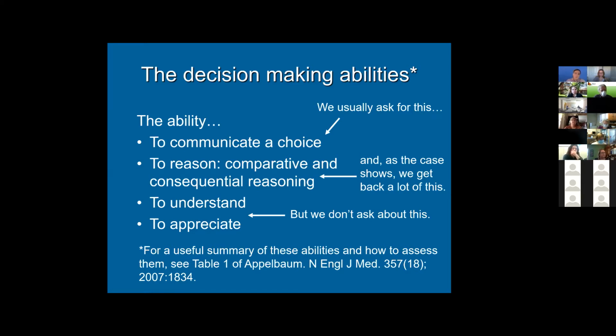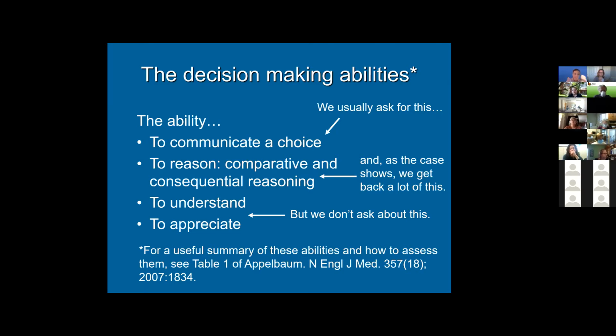And then we say, so what do you want? And they kind of say back, well, you know, I do or I don't. And then maybe we'll say, well, why? And that's when we get a lot of comparative and consequential reasoning. And we sort of stop there. And we sort of say, well, okay, I guess she doesn't want it, or I guess she does want it because, etc.